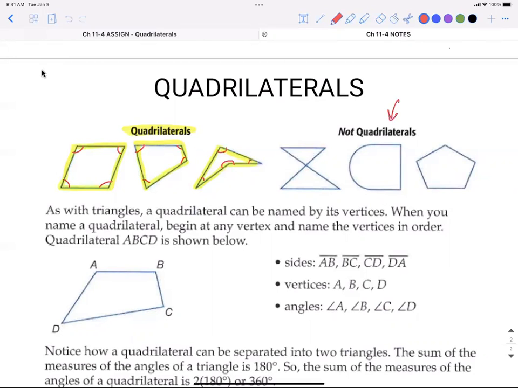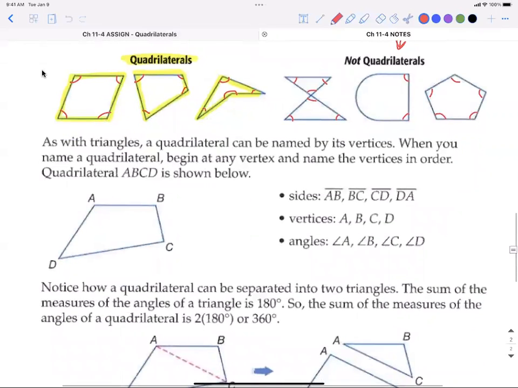Over here, we've got some examples of non-quadrilaterals. This one, it's got 1, 2, 3, 4, 5, 6 angles. This one has 1, 2, and then, yeah, definitely not 4 sides, 4 angles. And then this one has 5 angles and 5 sides. So there are some examples of what quadrilaterals are and are not.